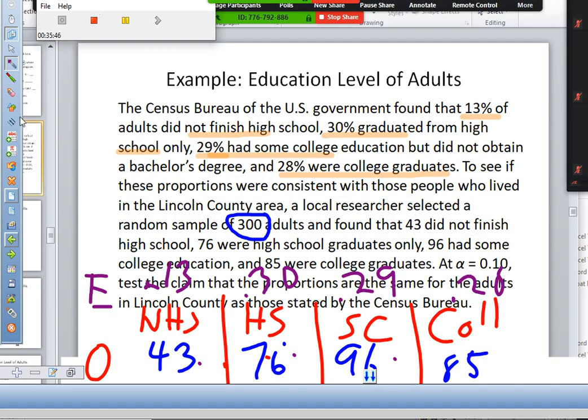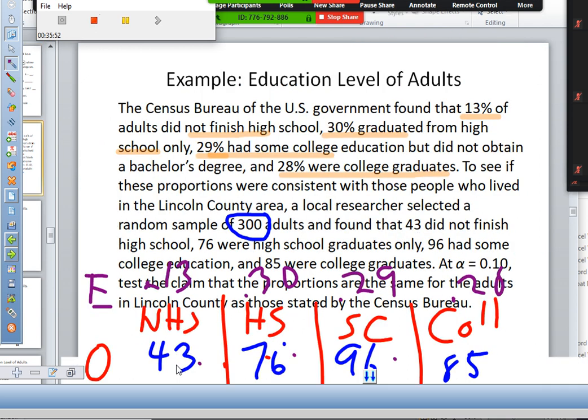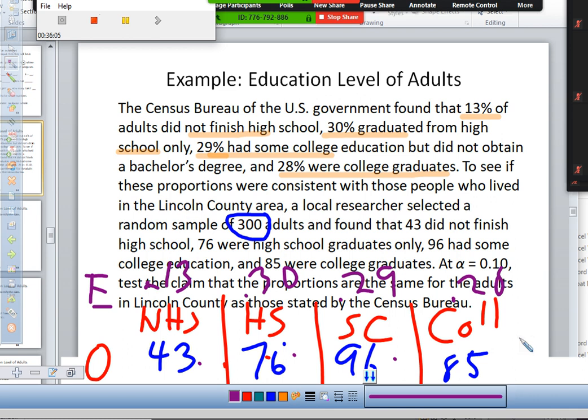Is it fair to compare 43 to 0.13, and 76 to 0.30, and 96 to 0.29? That's totally not fair. That's a completely unfair comparison. Do you guys see what I'm saying? I can't compare 85 to 0.28. This is totally wrong. What I need to compare is, this is 28% of what? 28% of 300, right? So I need to compare apples to apples, people to people.